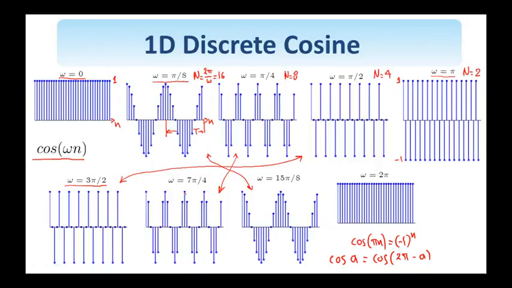I move to 2 pi, keep decreasing the frequency, and then omega equals 2 pi, cosine of 2 pi is also equal to 1. This is a constant signal, equals the cosine at 0 again. I've completed a full period that way in the frequency domain.